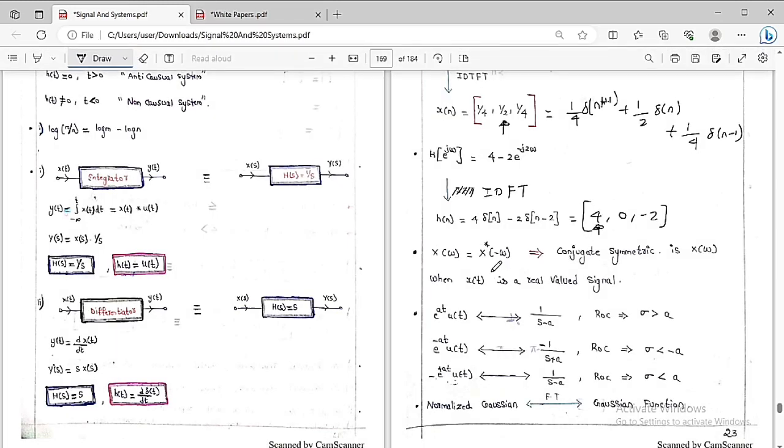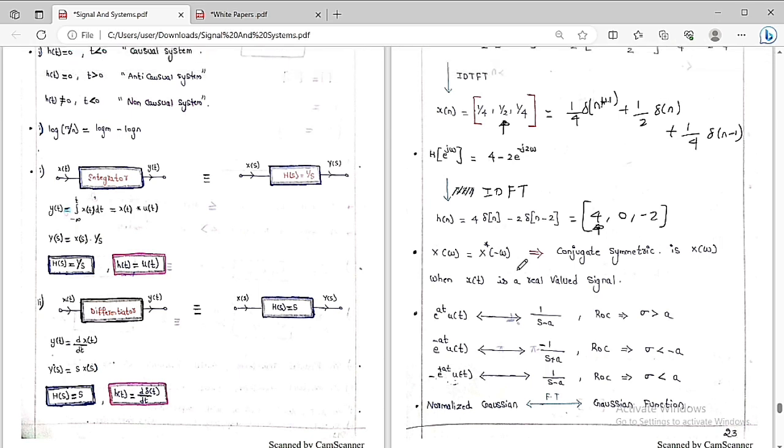So X of omega is equal to X conjugate of minus omega. Conjugate symmetry is X of omega when x of t is a real valued signal. This concept is going to hold only for real valued signals, but not for complex valued signals. This is called the conjugate symmetry.